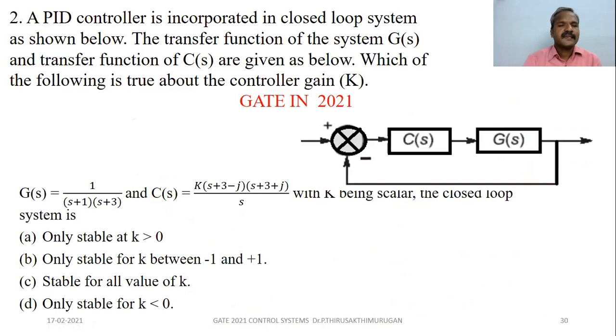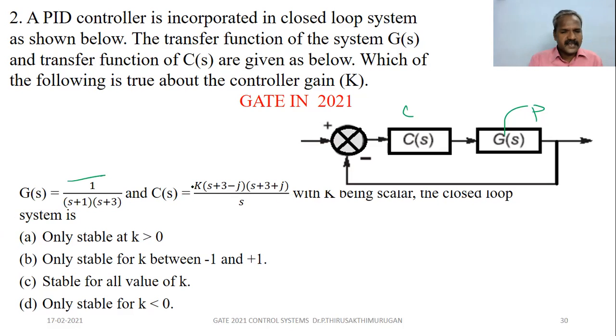Any doubt? Okay. Next question. A PID controller is incorporated in the closed loop system shown below. G of s is the plant, and this is the controller. What is G of s? This is a second order type 0 system, 1 by s plus 1, s plus 3.